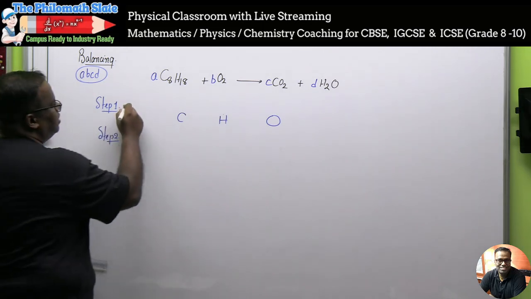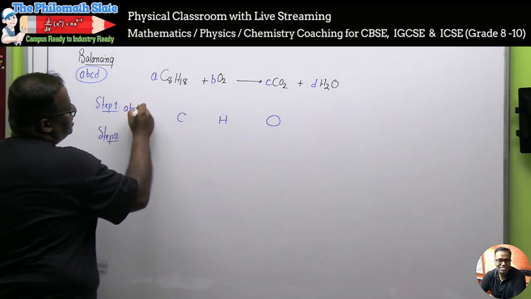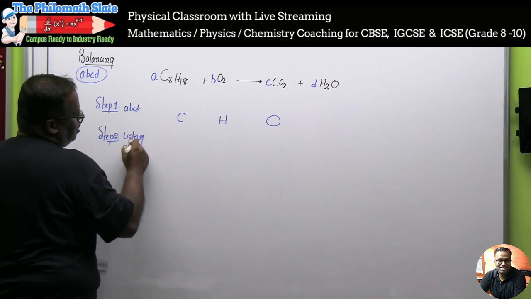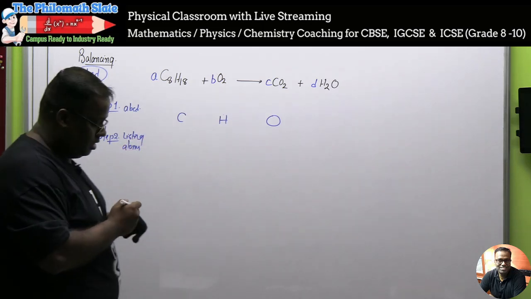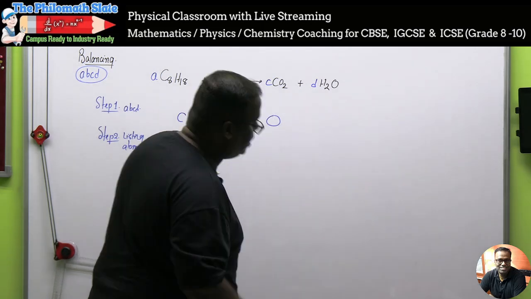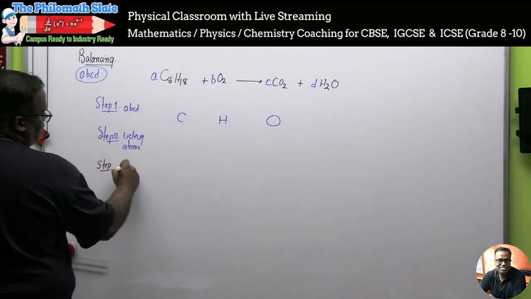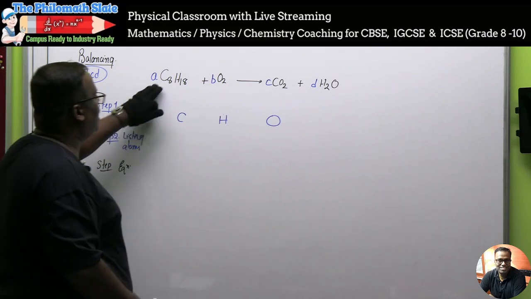Right? The first step is writing ABCD. The second is listing atoms. Right? Have you listed the atoms? Now start forming your step number 3. Step 3 would be your equations. Okay, how many carbon on this side बच्चा?